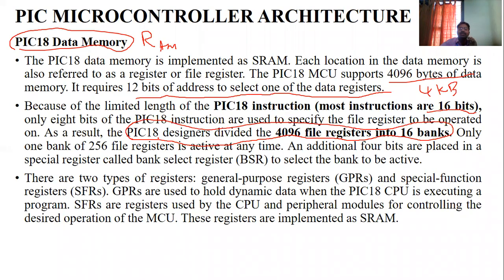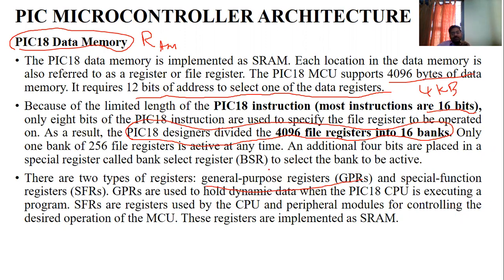See this, remember the diagram: 4 banks, register bank 0, register bank 1, register bank 2, register bank 3. But in this PIC18 data memory, you are dividing into 16 banks. Out of the 16 banks, you have the general purpose registers, and at the same time the special function registers are there.